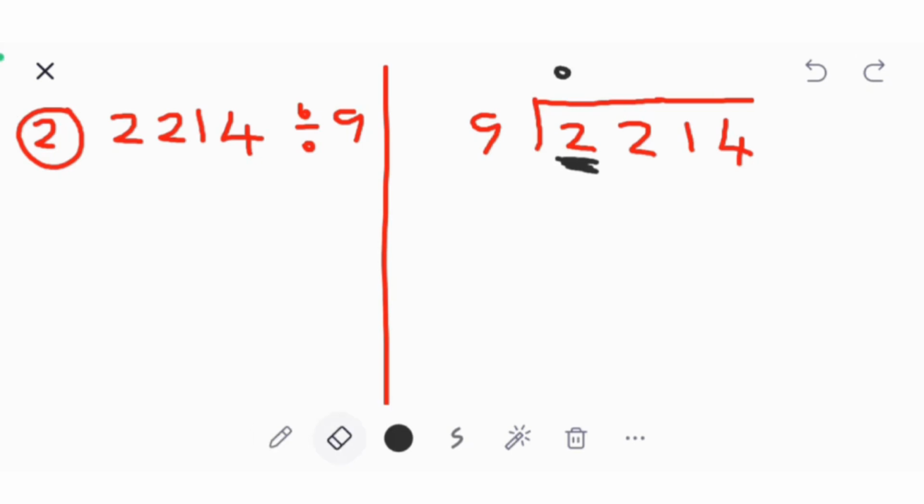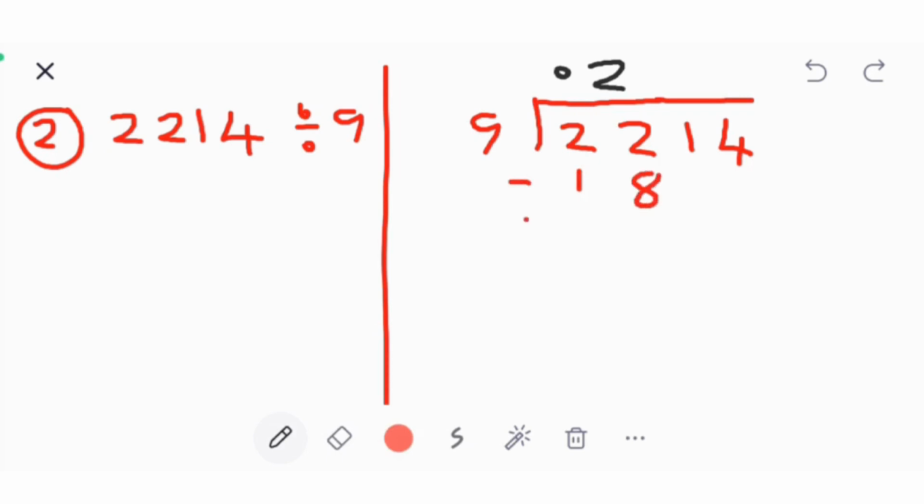Then you do 2 digits, which is 22. How many times can 9 go into 22? That will be 2 times because 9 times 2 is 18. 3 will not work. 9 times 3 is 27, and 27 is bigger than 22. So we can't use 3. So it's 2. You write 2 at the top. Then you multiply. 9 times 2, you have 18. So you write 18 here.